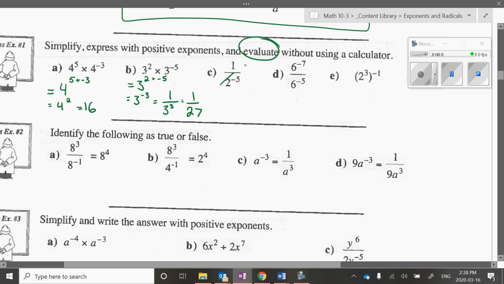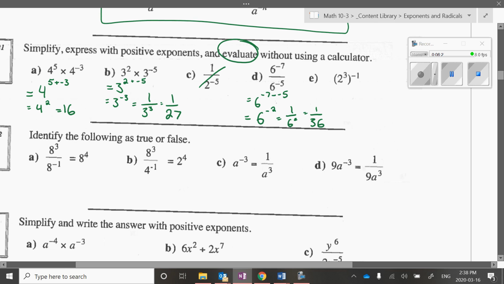I'm going to skip this next one just so we have a little bit more space. So here I'm going to subtract. They have the same base, so 6. So I get negative 7 minus negative 5. Two negatives together means I'm adding. So I get negative 7 plus 5, which gives me negative 2. So 1 over 6 squared, 1 over 36. E, I'm multiplying. So I get 2 to the power of negative 3. So that's 1 over 2 cubed, which is 1/8.